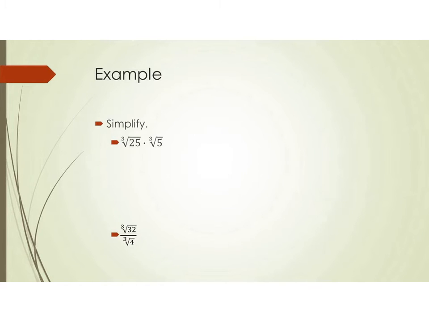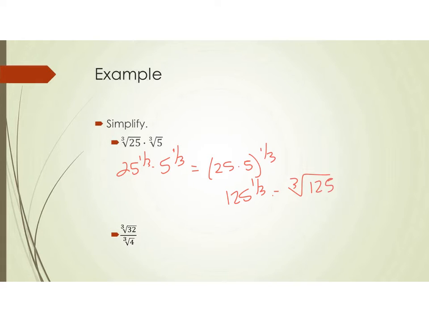So there's a couple of ways to tackle these. First of all, you could switch them over to have exponents. Remember, that's what we did in 7.1. So this could be 25 to the 1/3 times 5 to the 1/3. And then because they have the same exponent, you can pull the exponent out and have 25 times 5 to the 1/3, which is going to be 125 to the 1/3, which is the same thing as the cube root of 125, which is 5. There's one way you could do it. You could do the other one the exact same way.